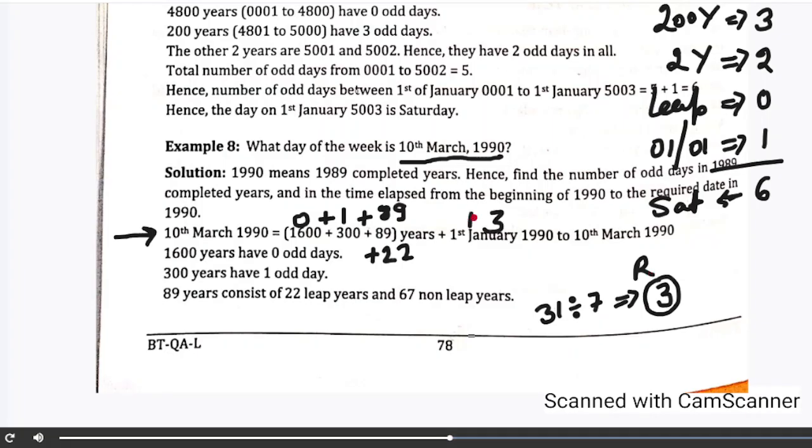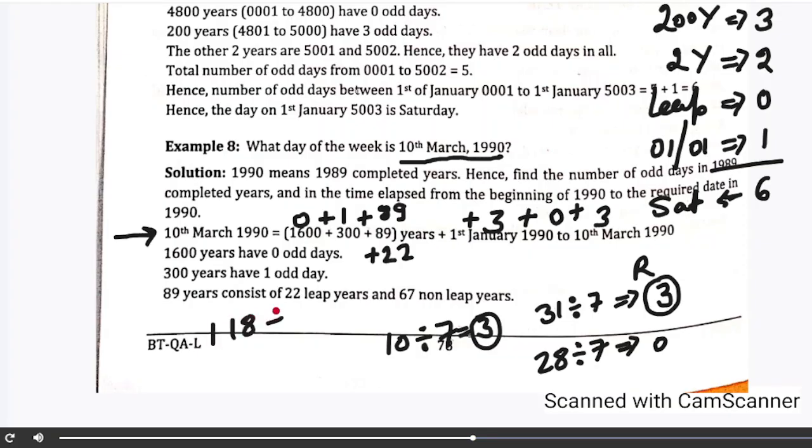तो जनवरी में हो गए 3 days. February लीप ईयर नहीं है तो 28 days होते हैं. 28 divided by 7, remainder is 0. मार्च में 10 तक जाना है. So 10 divided by 7, remainder is 3. That will give me the answer. 1 plus 89, 90. 90 plus 22, 112. 112 plus 3, 115 and 118. Now divided by 7, the remainder you get 7 into 1, 7, 48, 7 into 6, 42, plus 6 remainder. So remainder is 6, 6 means Saturday. That is your answer. Simple फंडा.